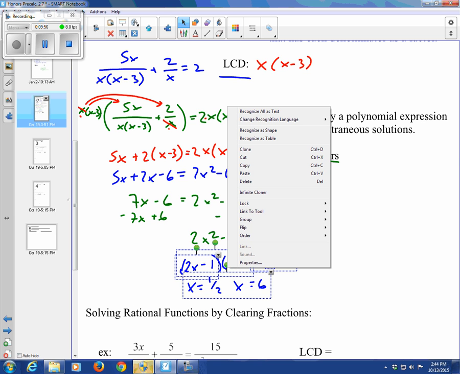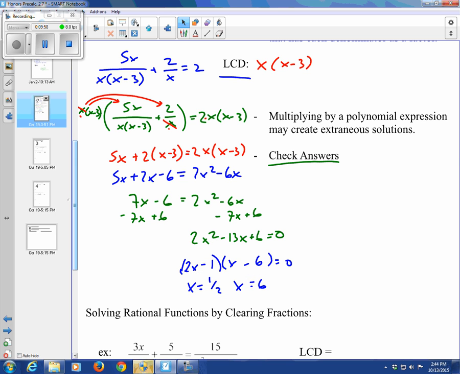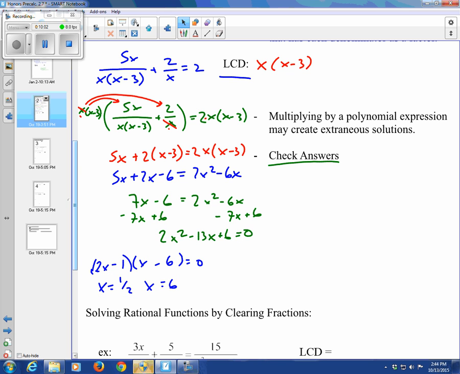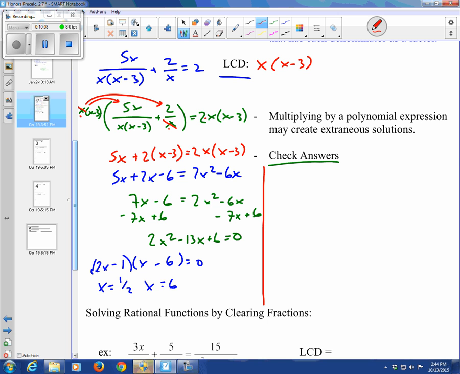I need to slide this over. Let's see if we can do that again. Slide this over. So right here, we also want to check them to make sure we don't have any extraneous solutions. And we'll talk about that in a second.